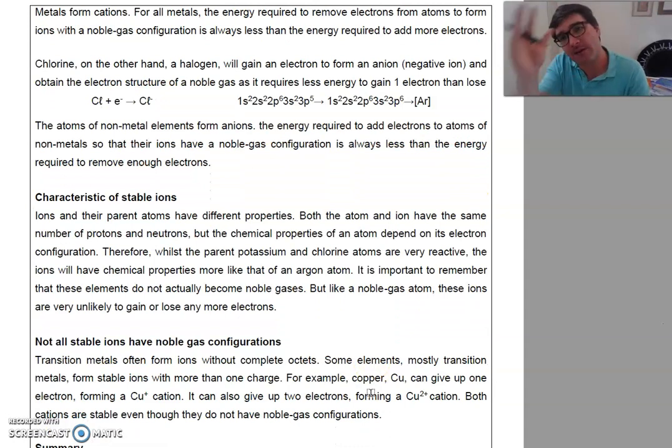If we look at the other side to group 17, and we take chlorine as an example, chlorine has 17 electrons.